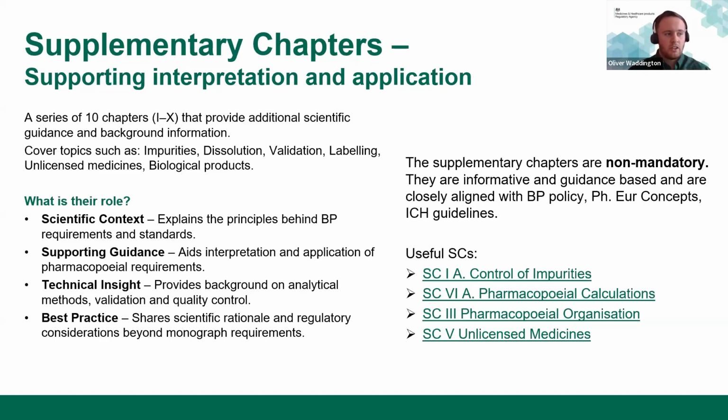And so I've just listed a few useful chapters that I find I return to quite often. And so you've got control of impurities. This provides some really useful context behind the impurity requirements, particularly the BP's policy to record both process impurities as well as degradants. You've got pharmacopoeial calculations. So I find this is really useful for understanding the difference between quantitative limits and peak comparison limits when it comes to impurities. Pharmacopoeia organization. This has lots of information on method validation and some of the work that goes behind our monograph development. And then finally, unlicensed medicines. So if this applies to any of the products that you work on, then I definitely recommend checking out this series of supplementary chapters. Next slide, please.